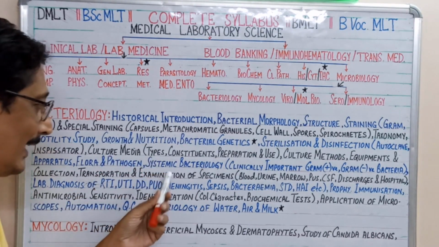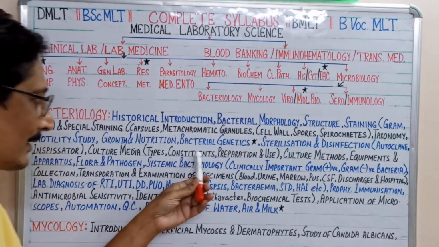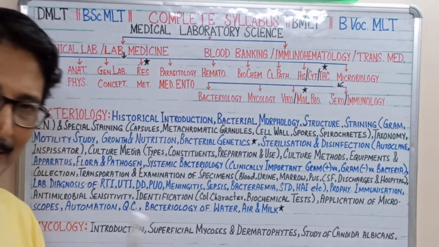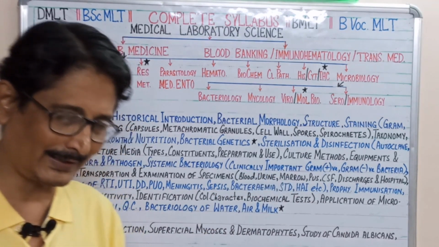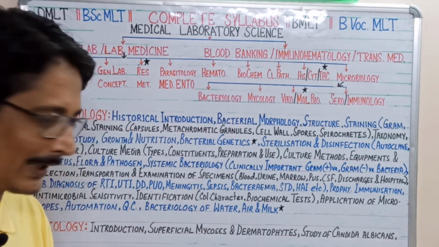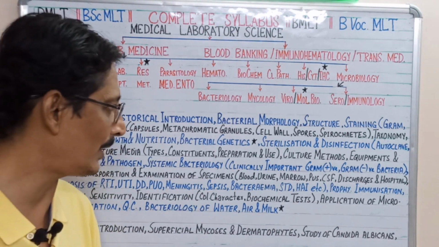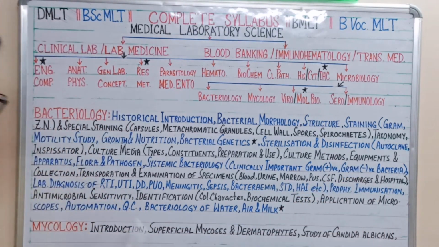So in culture media, we have to study the types of culture media, the constituents of the culture media, how to prepare a culture media, and what is their use in particular cases of bacteria. Now the culture methods: there are different types of culture methods like stab culture, lawn or carpet culture, streak culture, different culture methods we have to study. Here are some special equipment and apparatus we use in the bacteriological lab.